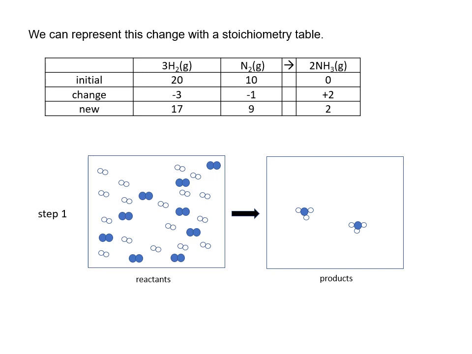Since we gain 2 molecules of ammonia, we represent this as a +2 under the ammonia column. The new row shows how the change affects the situation and is just the initial plus the change. Thus, after step 1, we have 17 molecules of hydrogen left, 9 molecules of nitrogen, and we have formed 2 molecules of ammonia.